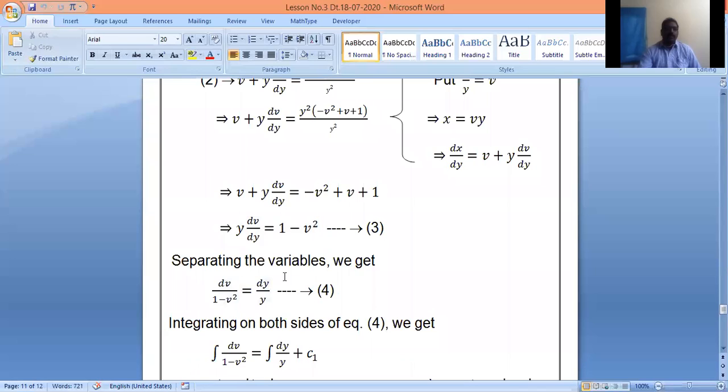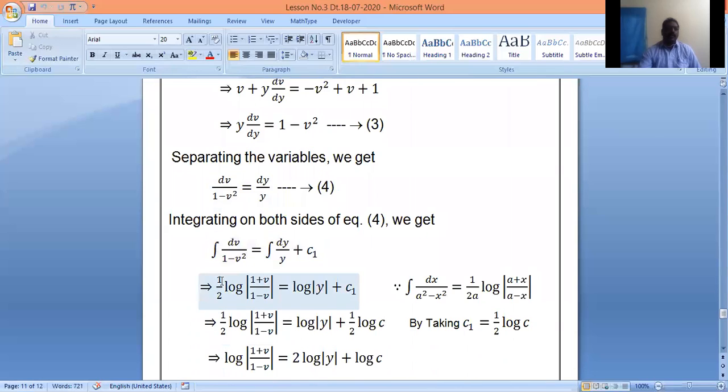By separating the variables, we get dv/(1 − v²) = dy/y. Let this be equation 4. Integrating on both sides of equation 4, we get ∫dv/(1 − v²) = ∫dy/y + c1, where c1 is a constant of integration.